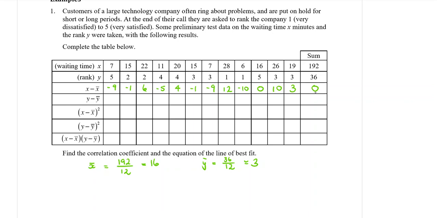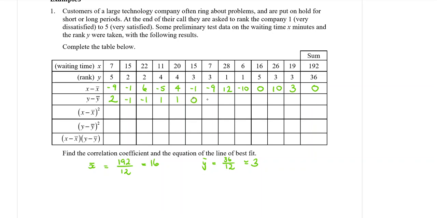Let's go through. We're starting with 5. We're going to do 5 take away 3. We're taking off the y average. 5 take away 3 is 2. Then 2 take away 3 is -1. 2 take away 3 again, -1. 4 take away 3 is 1. 4 take away 3 is 1.